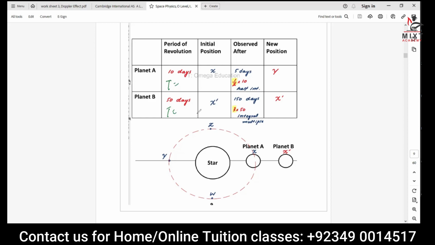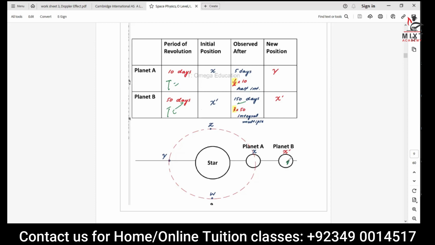Time period of the second hand of a clock is 60 seconds. So after 60 seconds, the second hand of a clock reaches its starting point. Same thing as time period of planet B, which is 50 days. So after 150 days, after 3 revolutions, it will reach its starting point.